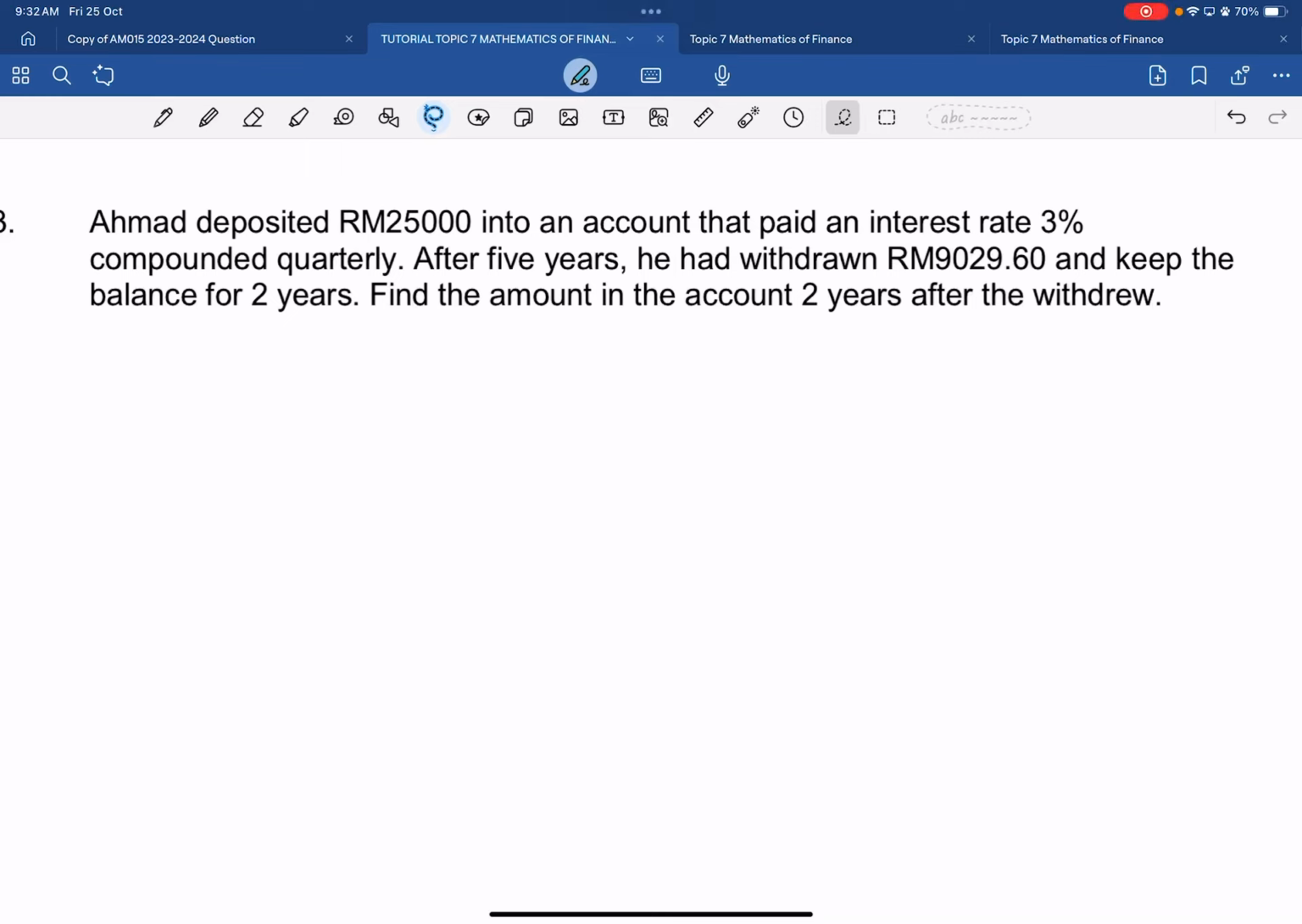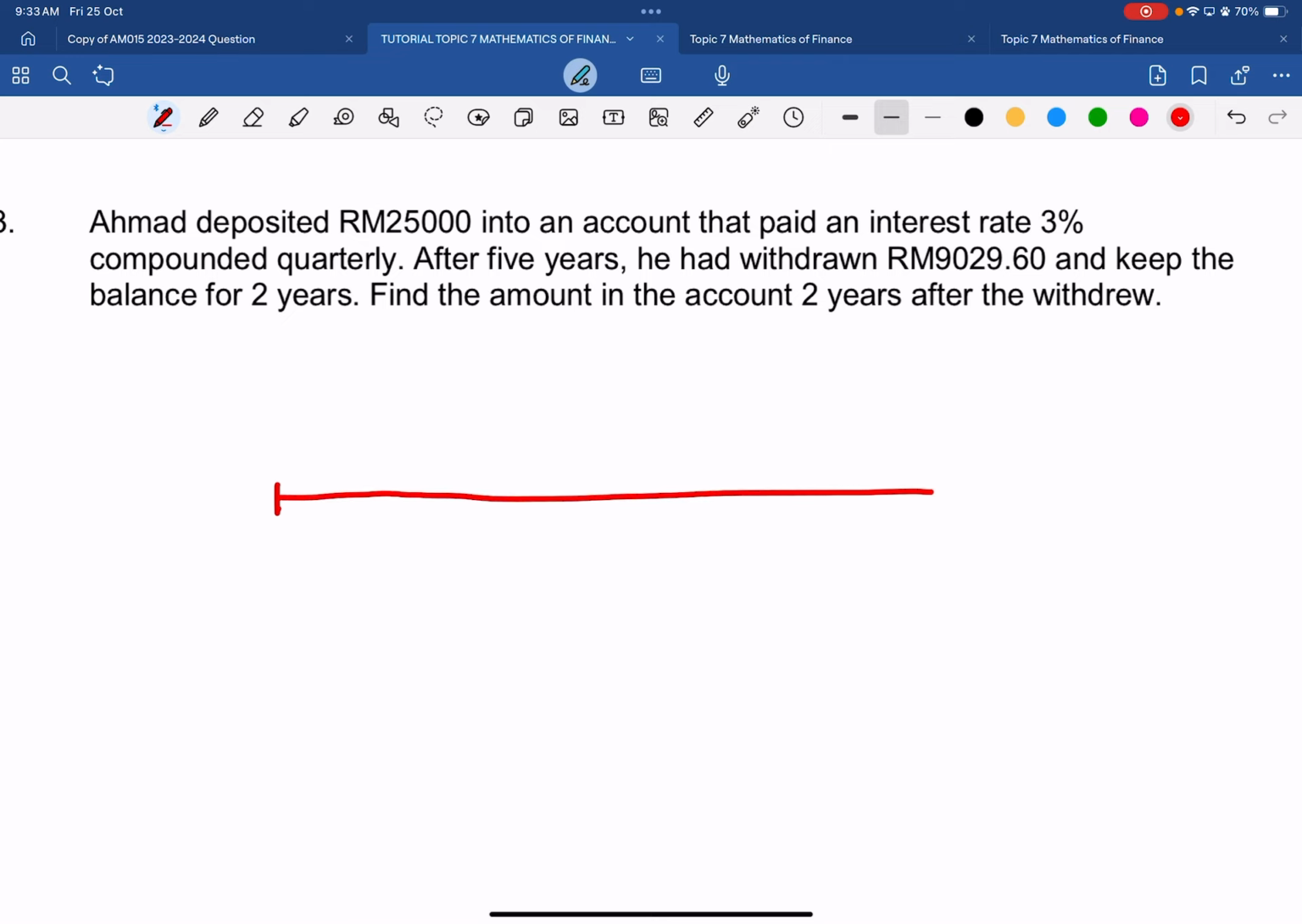Next question. Ahmad deposited 25,000 into an account that paid interest rate 3% compounded quarterly. After 5 years, he withdrew 9,029 ringgit and 60 cent and kept the balance for 2 years. Find the amount in the account 2 years after the withdrawal.